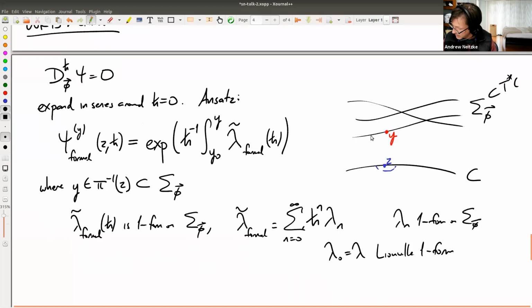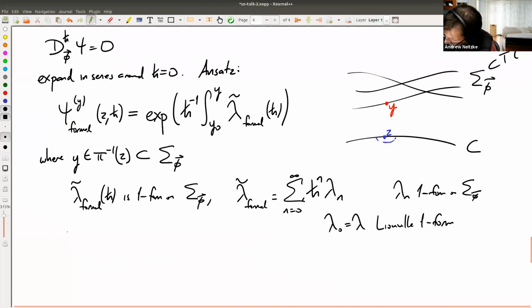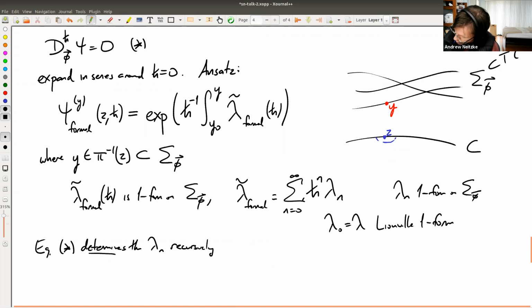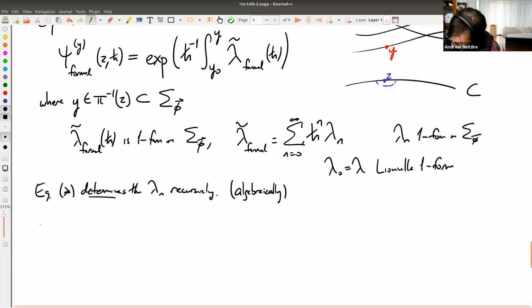Now the idea is that the equation star is going to determine the lambda n recursively. But crucially, it's recursive, but it's completely algebraic. Even though you're solving a differential equation, this will be a completely algebraic thing. So let me show you an example. Let's do the simple case n equals 2. And this might also help explain why this ansatz is the one we take.